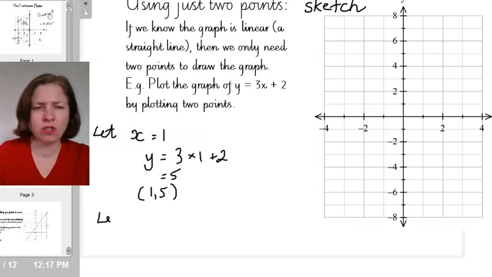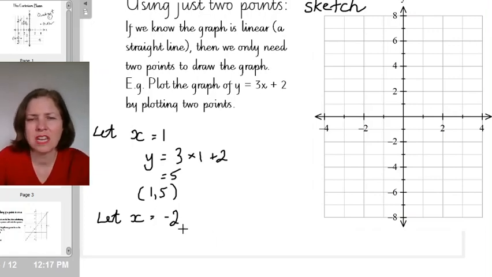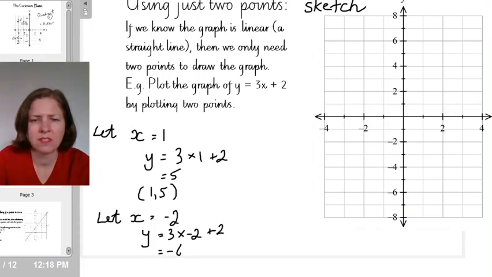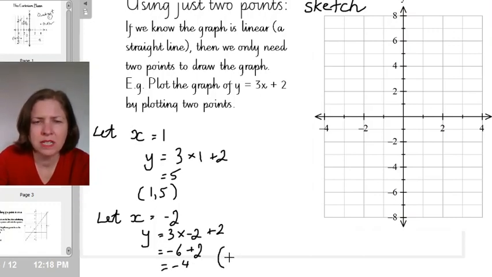Okay, I can now choose any other value for x. Let x equal, just to be random, -2. Not the easiest thing in the world, but that doesn't matter. I can choose any one that I want. When x is -2, I get y equals 3 times -2 plus 2. Now 3 times negative 2 is negative 6 plus 2, which is going to give me a grand total of negative 4. So my second point is negative 2, negative 4.